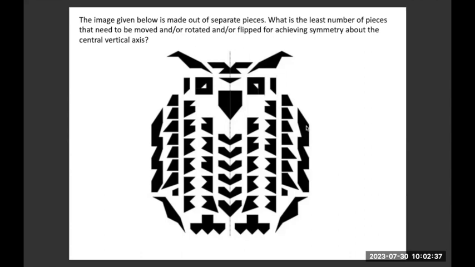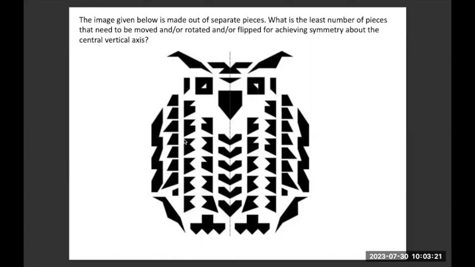So this is the first question of today's session. You're given an image, which is made up of separate pieces. What is the least number of pieces that one can move? You can either move the piece, rotate the piece, or flip the piece to achieve symmetry along this dashed vertical axis which is given. Some pieces are flipped, rotated, or moved. You have to find that minimum number of pieces.